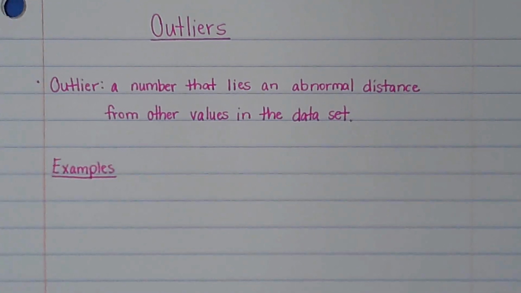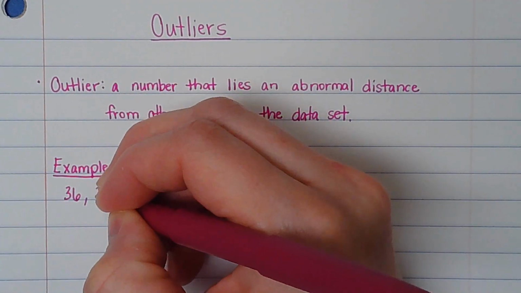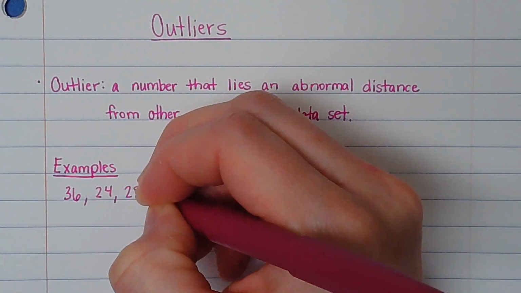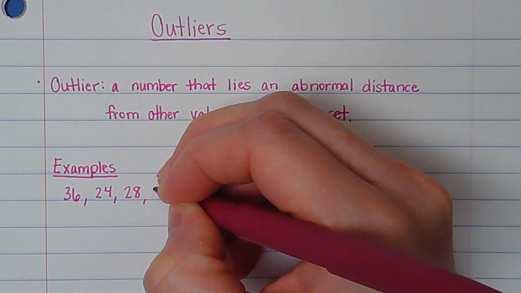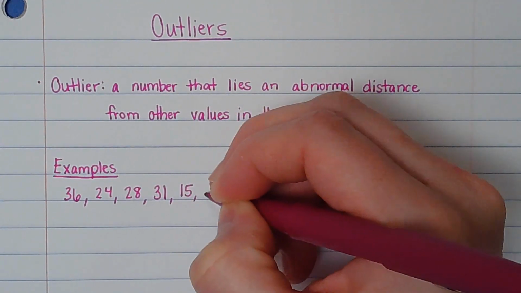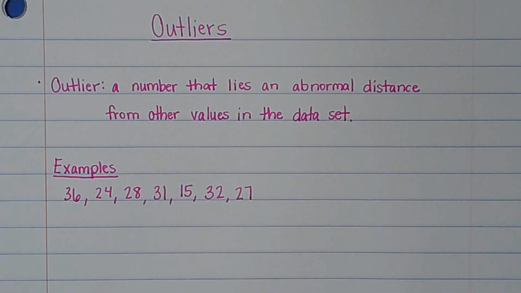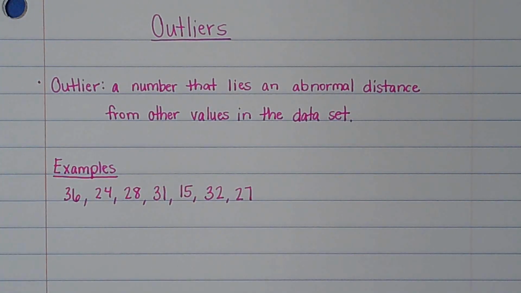All right, so if I give you the numbers 36, 24, 28, 31, 15, 32, and 27. All right, so here's my list of numbers.